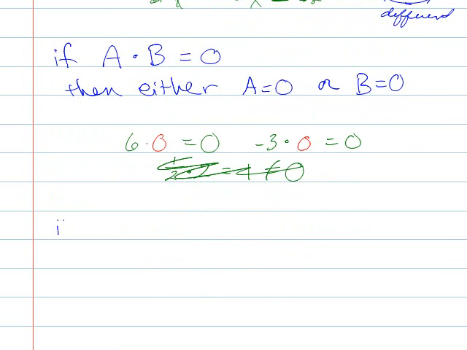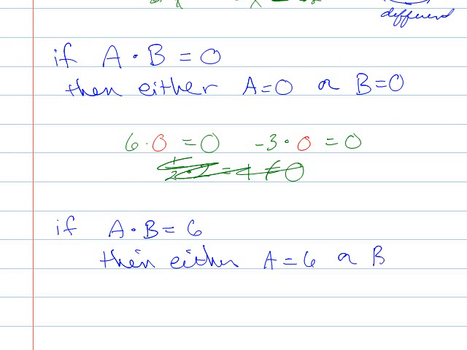So if I said a times b equals 6, does that mean either a equals 6 or b equals 6? No, that's not true, because a could be 2 and b could be 3.